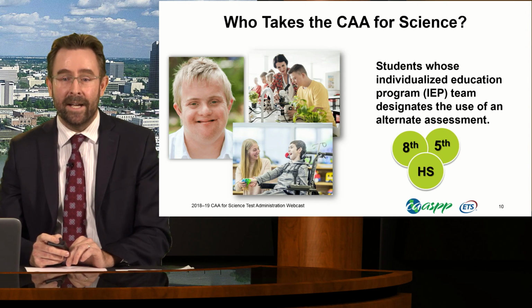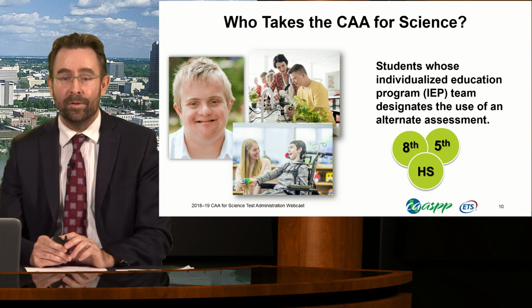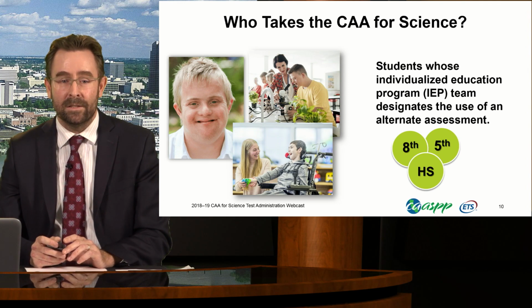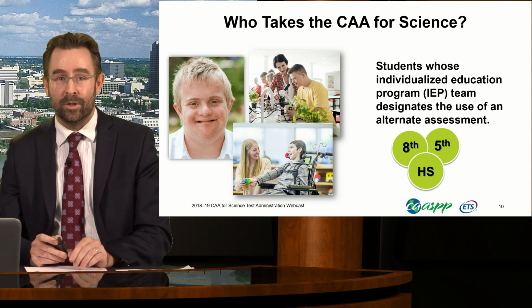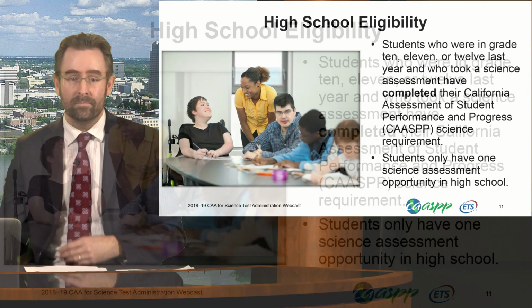The CAA for Science is designed for students that have the most significant cognitive disabilities, students whose IEP teams designate the use of alternate assessments. Those students are eligible to take the CAA for Science. The CAA for Science only applies to grades 5, 8, and then once in grade 10, 11, or 12, meaning a student takes it in just one of those grades, 10, 11, or 12.